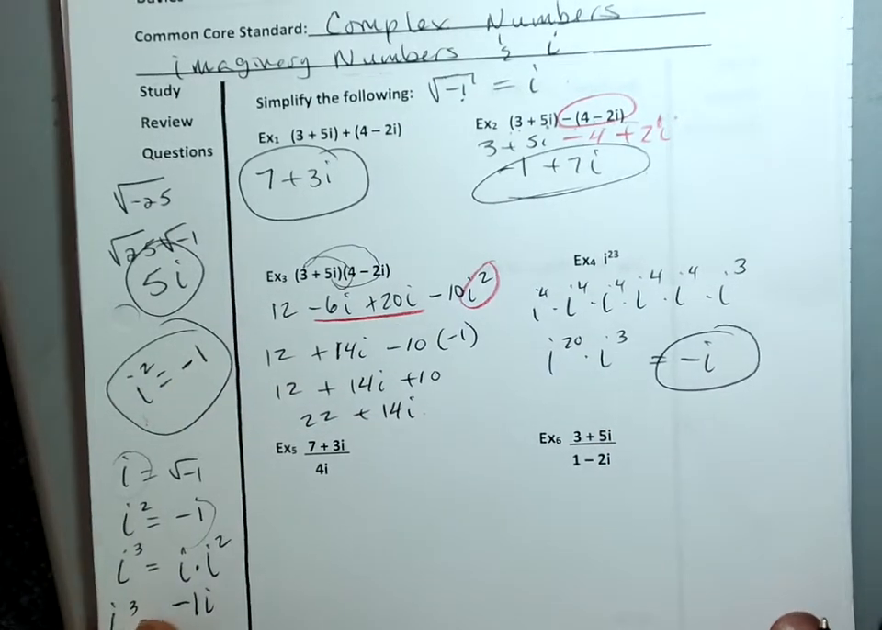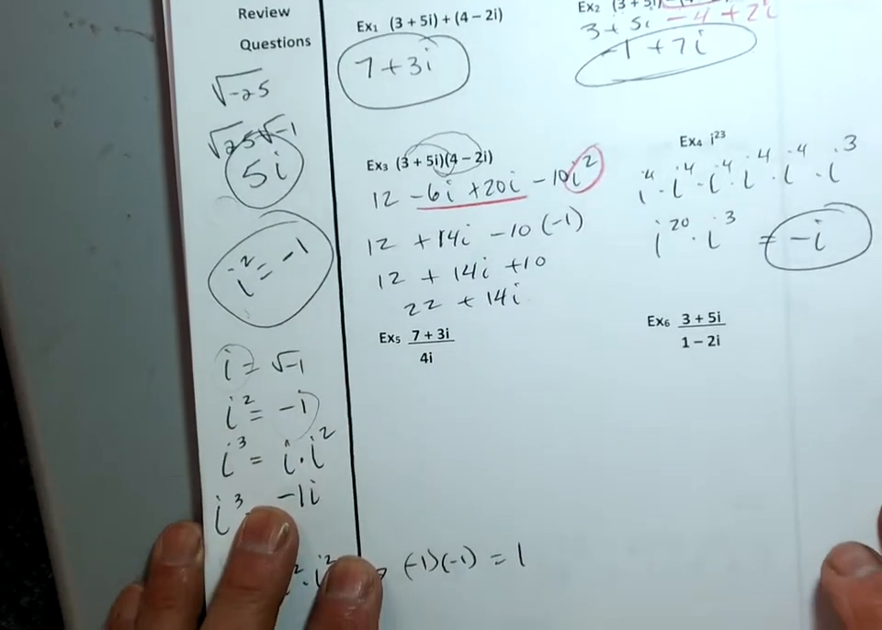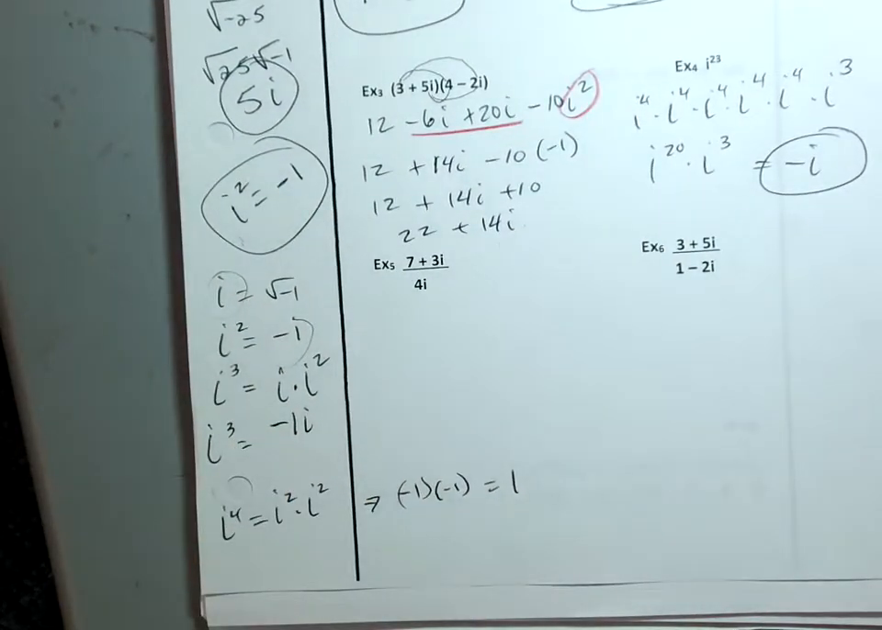Okay, example 5. So there is a rule. You can't have a square root in the denominator. Remember that? And you can't have an i in the denominator. When we had a square root in the denominator, we fixed the problem. So we have an i in the denominator, but let's fix the problem with the denominator.